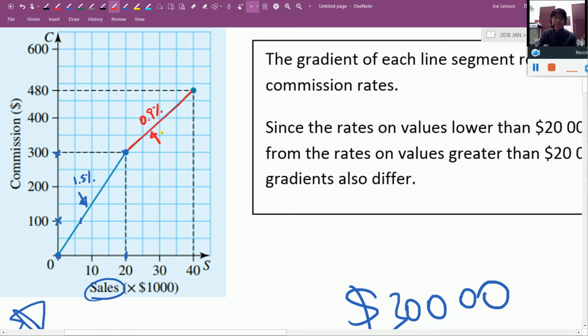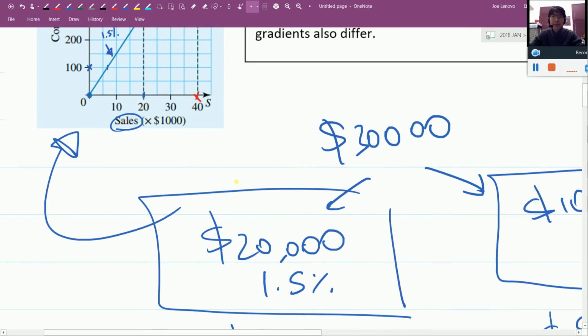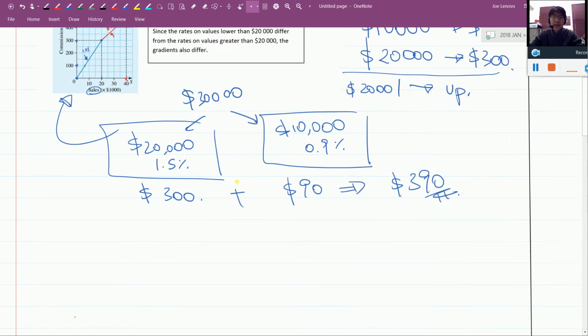So you can project wherever using this graph. From $300, going on to the point $40,000, the commission is about $480, right? So the idea can be applied to some other situations.